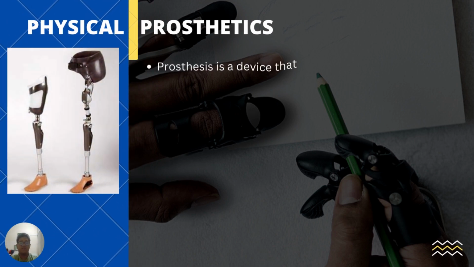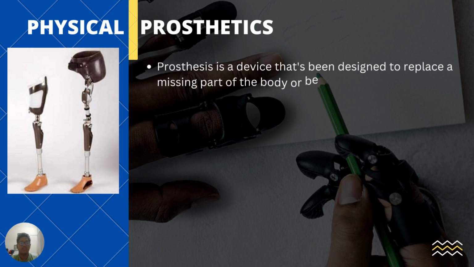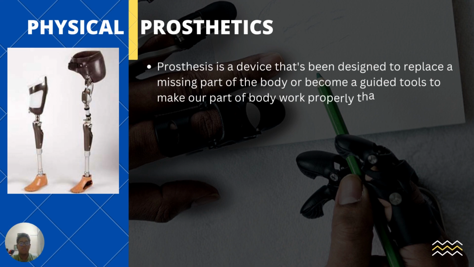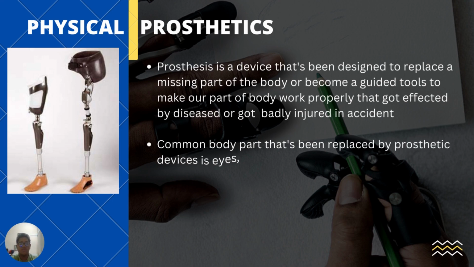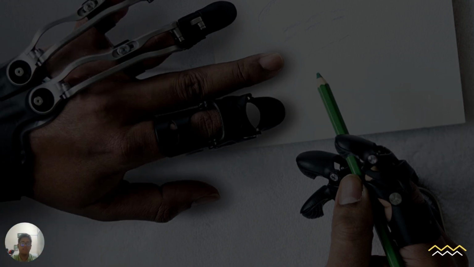Moving on to physical prosthetics. A prosthetic is a device designed to replace a missing part of the body, becoming a guide tool to make our body work properly after being affected by disease or badly injured in an incident. Common body parts that may have prosthetic devices are the arm, leg, and joints in our body, which can be easily created to implant inside our body without harming any other body part.